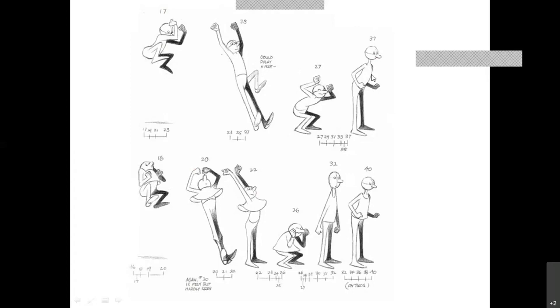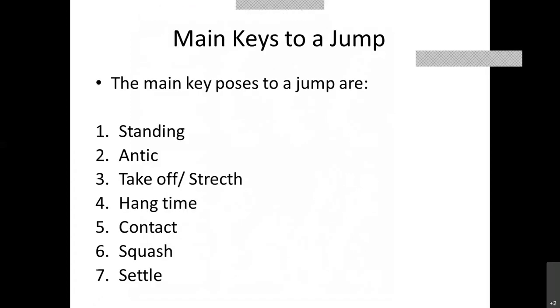So we come about with 7 key poses. You're standing, your antic, what I call the takeoff or stretch pose. You have your hang time pose, your contact pose, your squash pose, and your settle pose. So when you're doing a jump, there can be a total of 7 main key poses that can be used to initiate a jump.